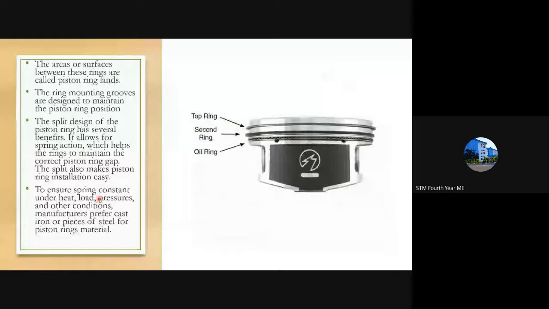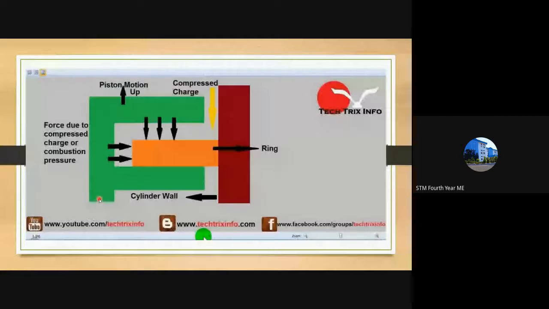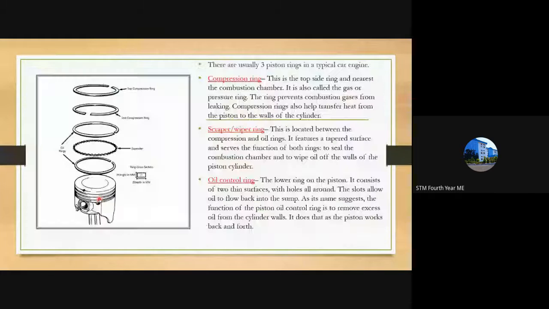Then another property: I have already told you about the compression ring's purpose. The compression ring's purpose is the sealing of fuel and air, or the combustion products, inside the cylinder rather than it blowing out to the crankcase. So that is the function of the compression ring.